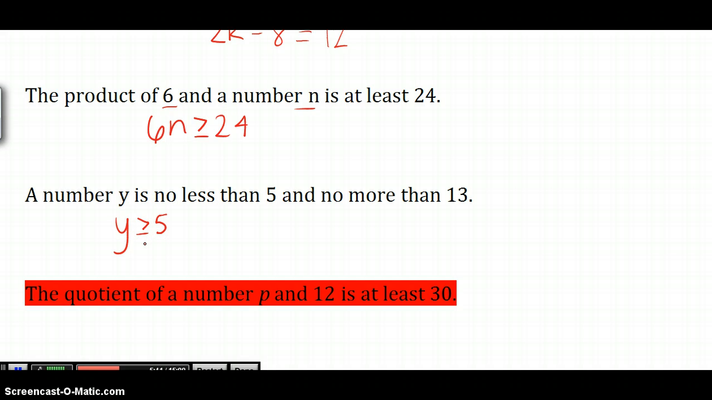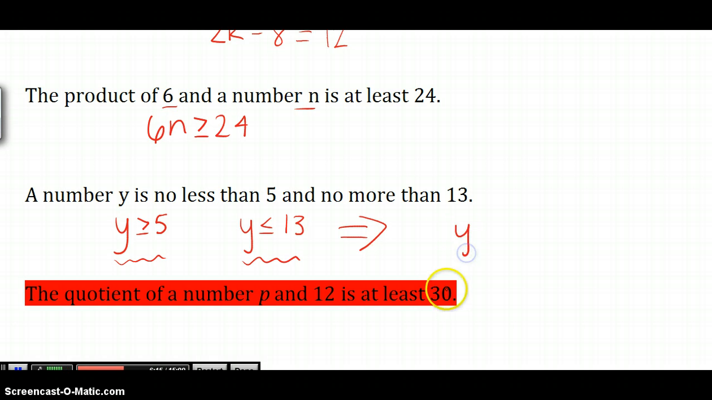Again, if you can't remember these, go back up to the chart you just wrote in your notes. It says all of these keywords in it. So it can be no less than 5 and no more than 13. So also, y can be no more than 13. So it has to be less than or equal to 13, because it can't be more than 13, but it can equal 13. So in this case, if you have two answers like this, you're going to simplify it and put it into one inequality.